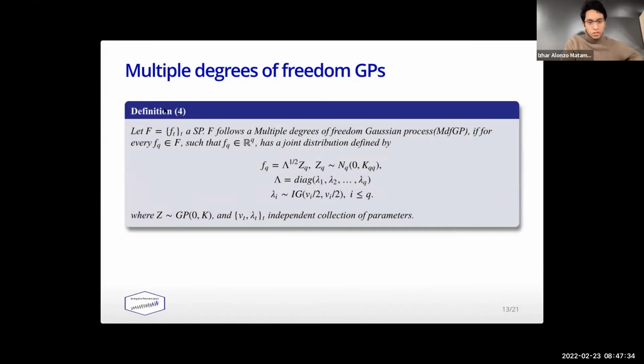Let's say that we have a collection of random variables that follow a stochastic process. F is going to follow a multiple degrees of freedom Gaussian process if for every finite collection, we can write its joint distribution this way, like Cruz proposed, where in this case, zeta will have a Gaussian process centered at 0, and the collections B_t and sigma_t will just be independent collections of parameters, where we already know the distributions.